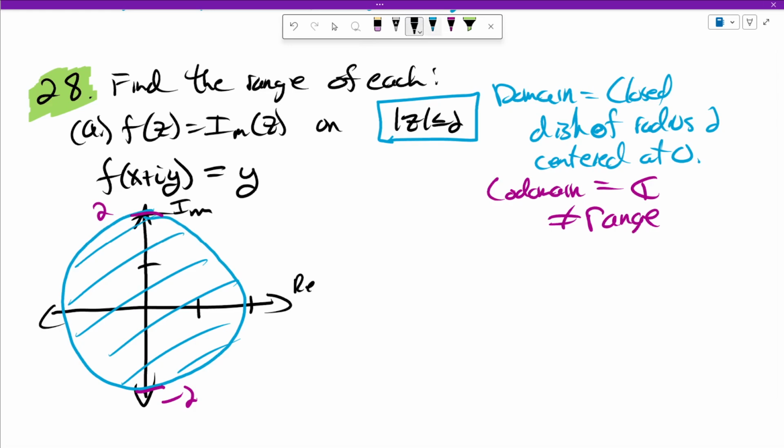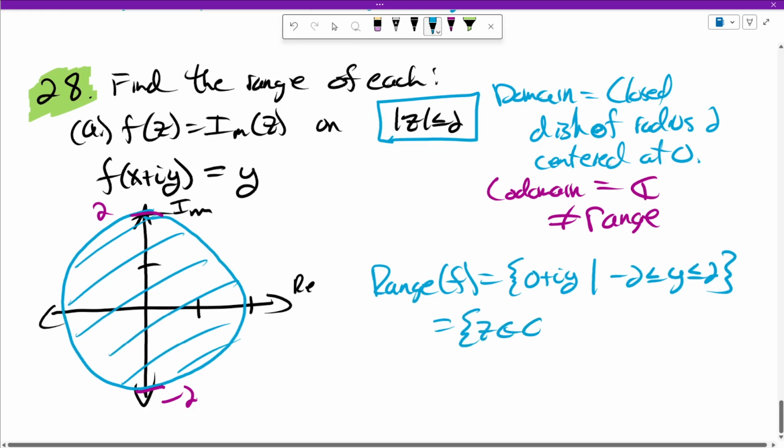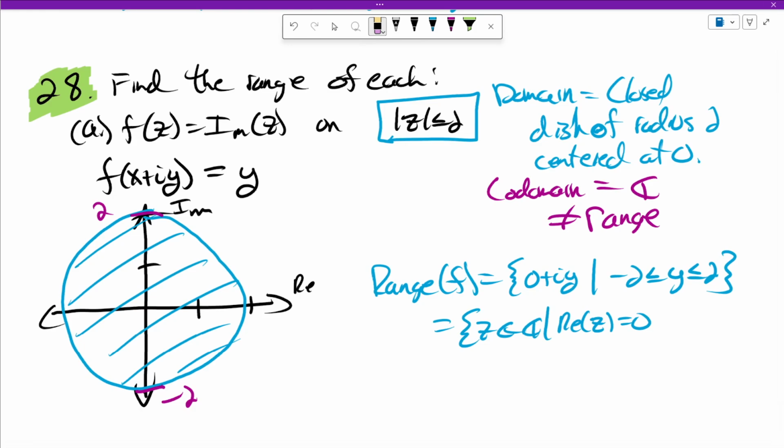So what's our range? I would say the range of our function is the collection of complex numbers such that there is no real part. So 0 plus iy, and our y is between -2 and 2. Or we could say it's the collection of all z's in C such that the real part of z is... oh shoot, I messed this up slightly. Oh, okay, so I made a slight mistake here, but we make mistakes. Let me go back real quick.